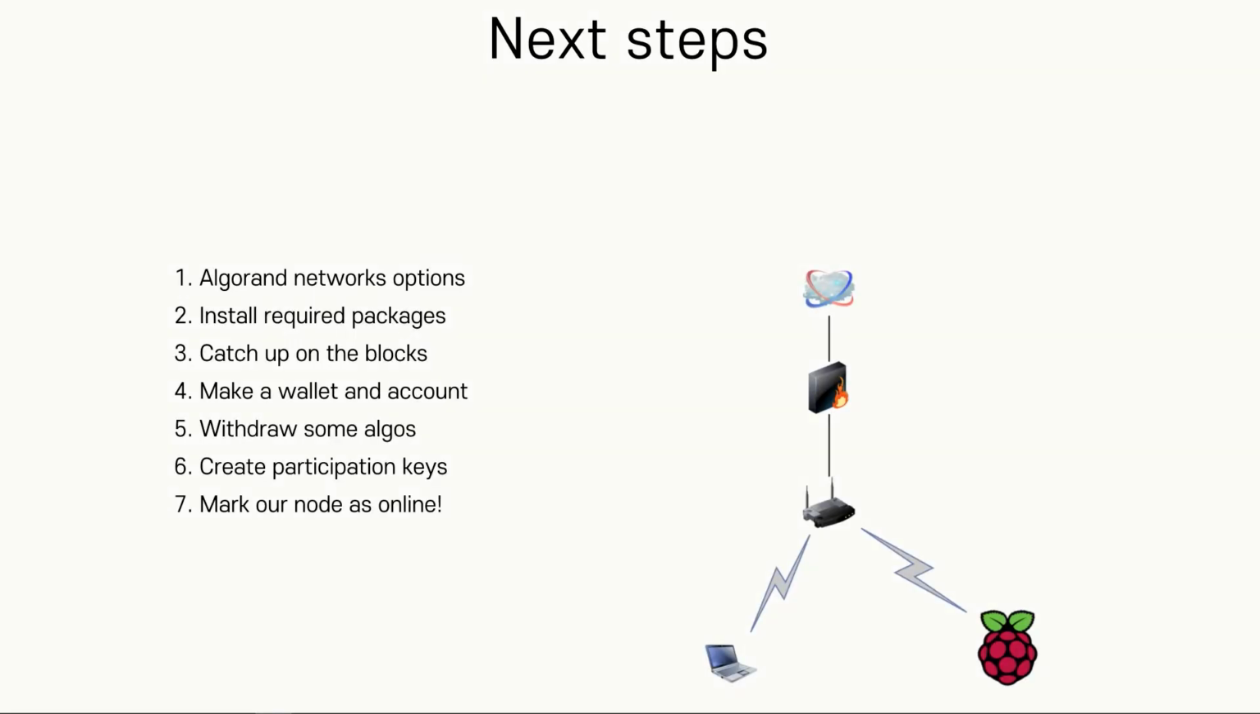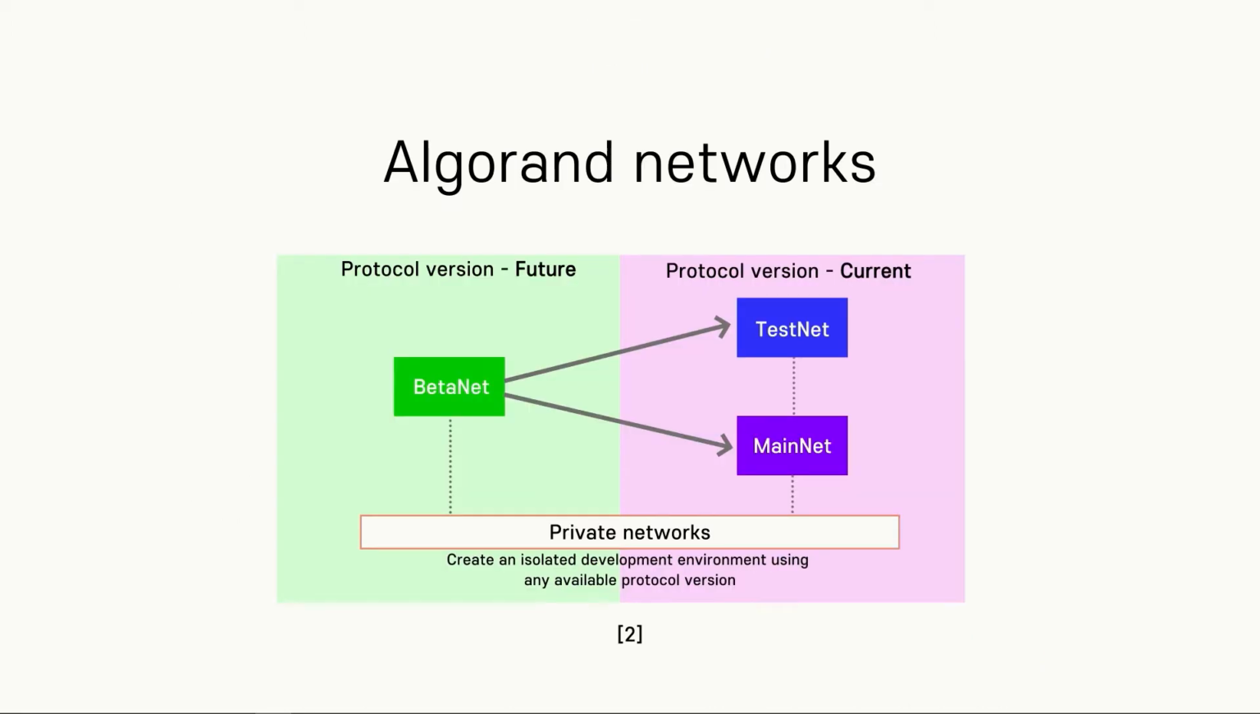In this tutorial part, we will have a look at different Algorand network options. We will install the required packages. We of course have to catch up on all of the blocks, so that when we do some transactions, we basically see the latest changes. We will make a wallet and an account on our Raspberry Pi. We will also get some algos, and later on we will create participation keys and mark our node as online.